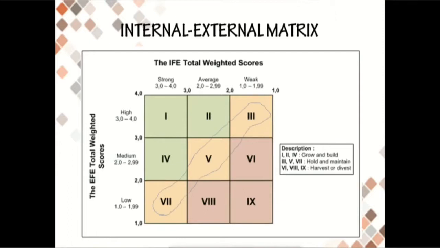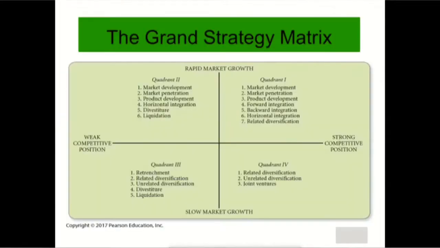Second, divisions that fall into cells 3, 5, or 7 can be managed best with hold and maintain strategies. Market penetration and product development are the employed strategies for them. Third, divisions that fall into cells 6, 8, or 9 are for harvest or divest.